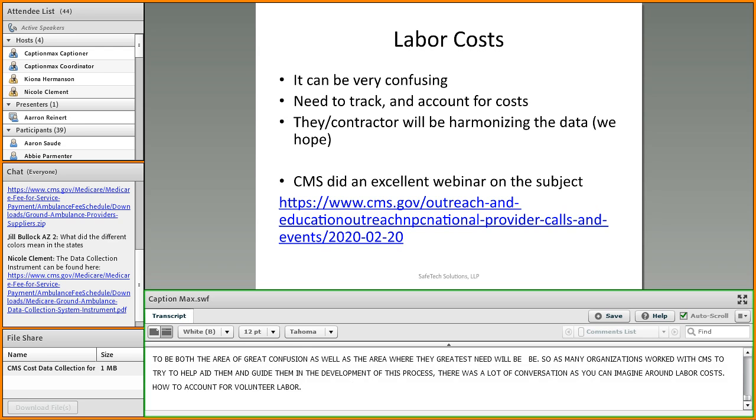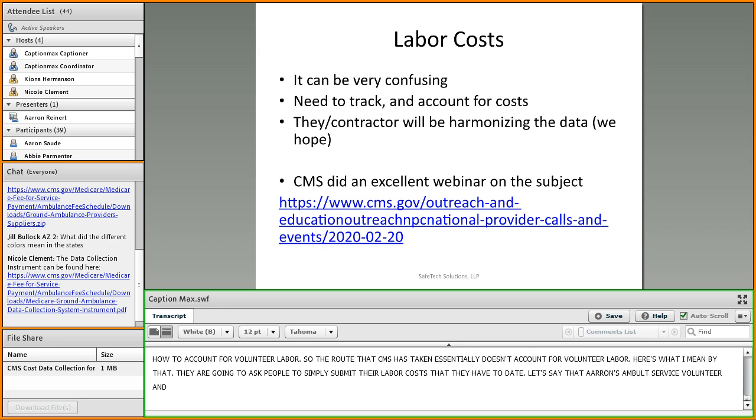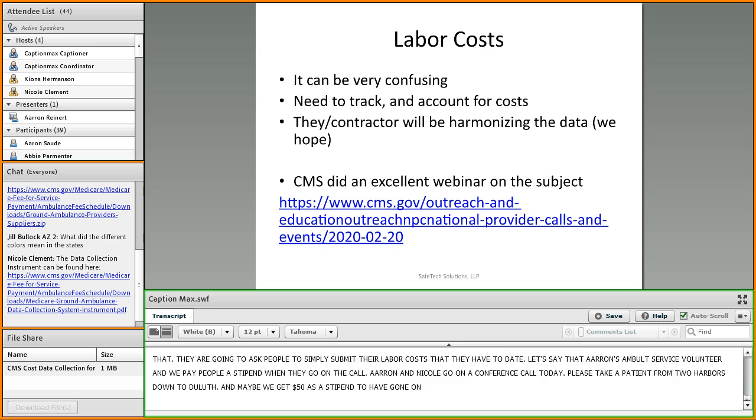Labor costs, I think, are going to be both the area of great confusion as well as the area where the greatest need will be. So as many national organizations worked with CMS to try to help aid them and guide them in the development of this process, there was lots of conversation, as you can imagine, around labor costs, how to account for volunteer labor. So the route that CMS has taken essentially doesn't account for volunteer labor. Here's what I mean by that. They're going to ask people to simply submit their labor costs that they have today.